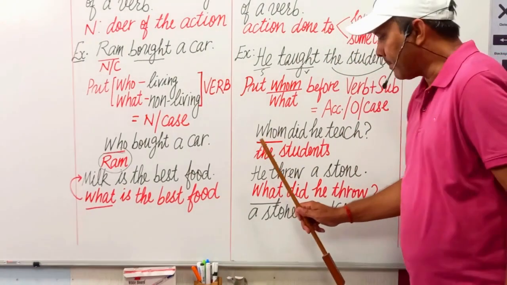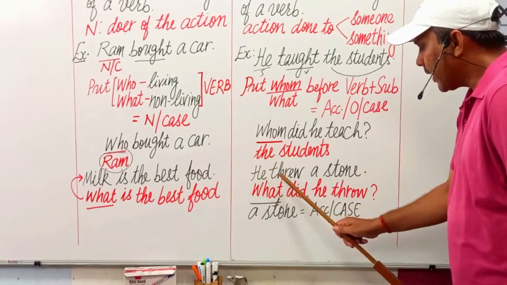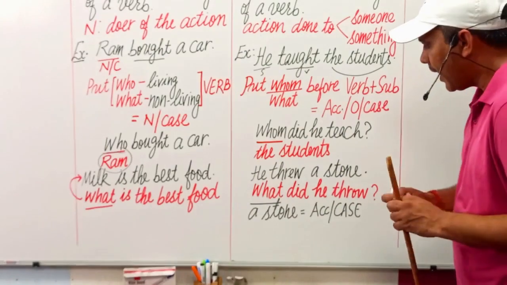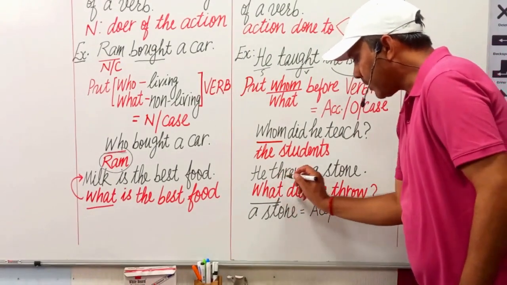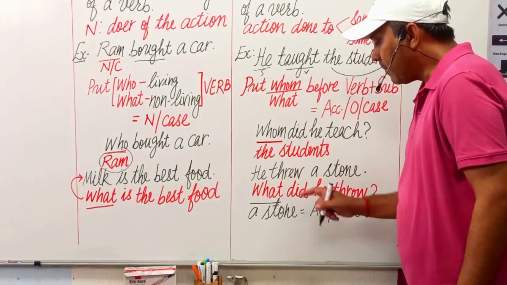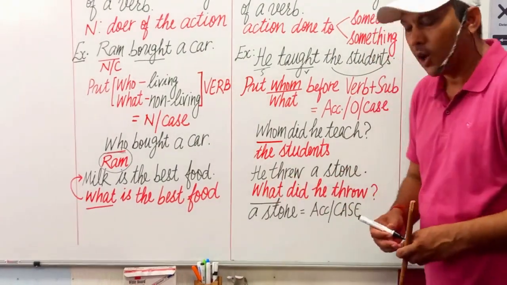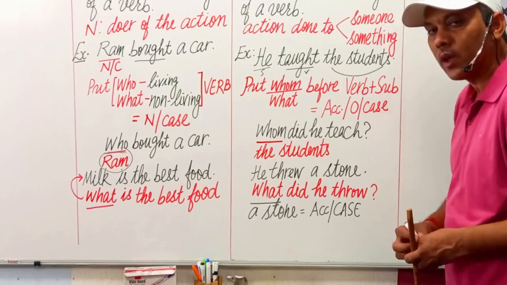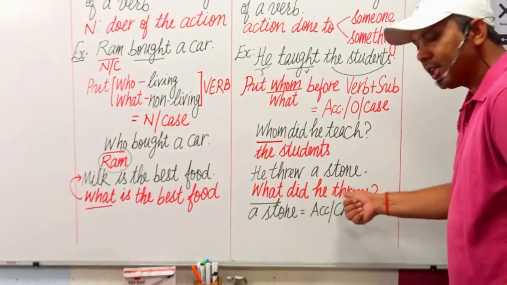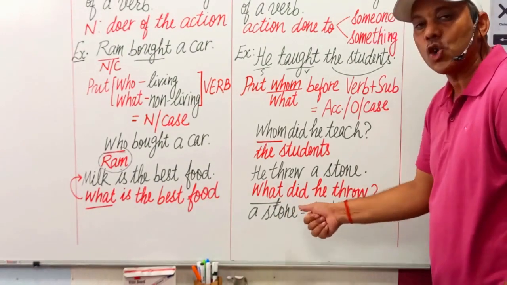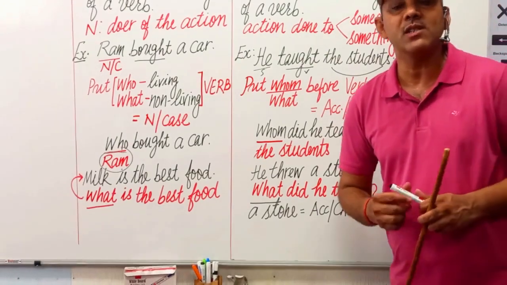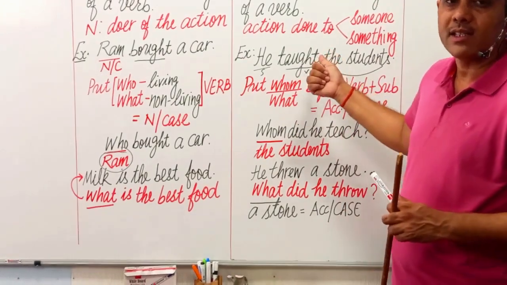Let's take one more example. He threw a stone. Now, put what, because stone is a non-living thing. Put what before verb plus subject. What did he throw? V1 after did. What did he throw? We get the answer, a stone. So, a stone has been used as accusative case of noun in this sentence.